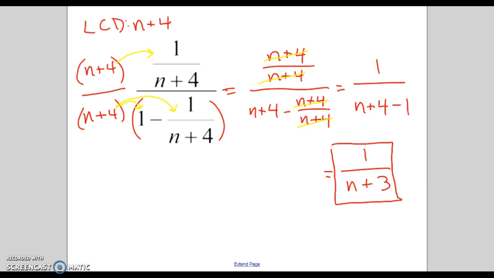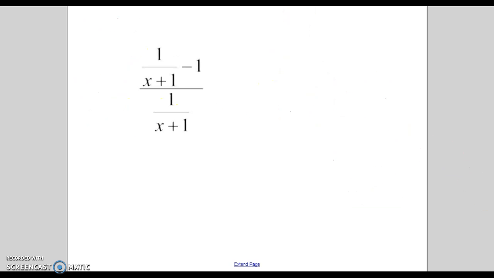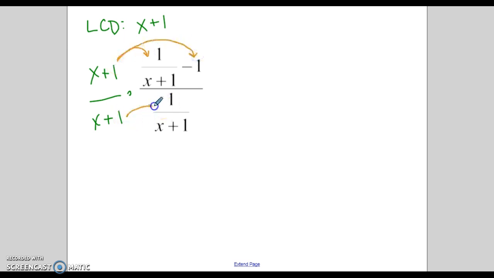And let's go on to our final example here. This one's pretty similar to the last one with one special thing we got to look out for here. So first, I'm going to identify the LCD. That's just an x plus 1. And that's the same denominator, so it's just an x plus 1. I multiply the top and bottom by the LCD of x plus 1. On the top, make sure you distribute that x plus 1 to both terms. On the bottom, it's just x plus 1 times that one term.